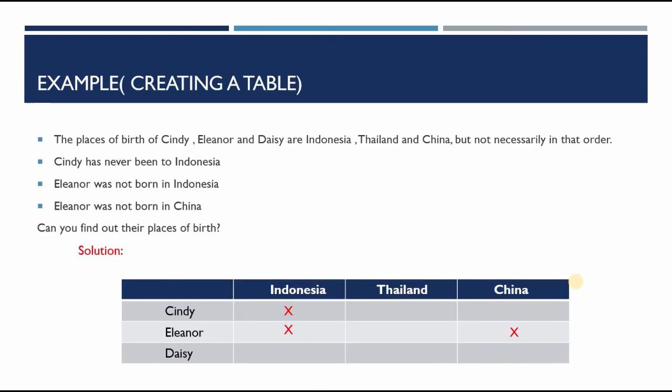So two countries left and two more people. So now Sydney is not from Indonesia, is not from Thailand, therefore Sydney is from China. And then finally, Daisy is from Indonesia.